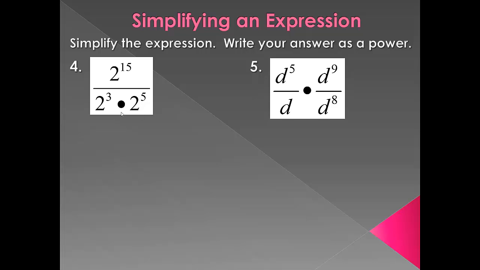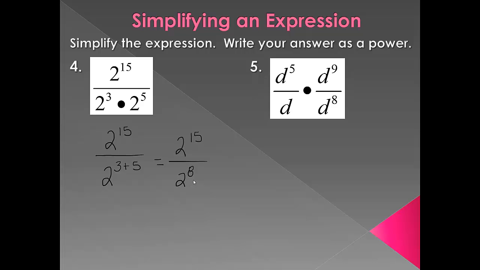Since I'm multiplying and I have the same base, I'm going to add my exponents. So I'll go ahead and keep 2 to the 15th power in the numerator, and then for my denominator I have the base of 2, and I add my exponents, 3 plus 5. 3 plus 5 is 8, so this is equal to 2 to the 15th power, and then I have over, or divided by, 2 to the 8th power.